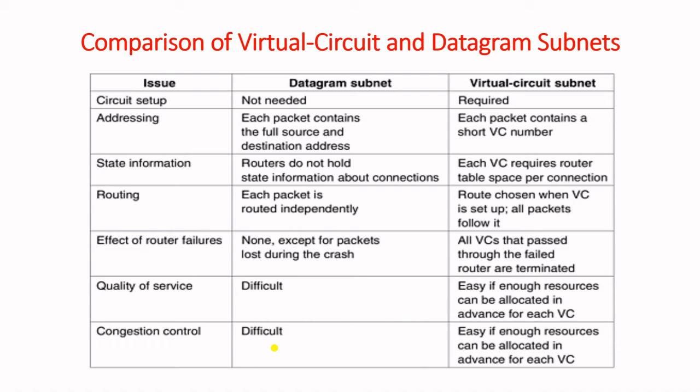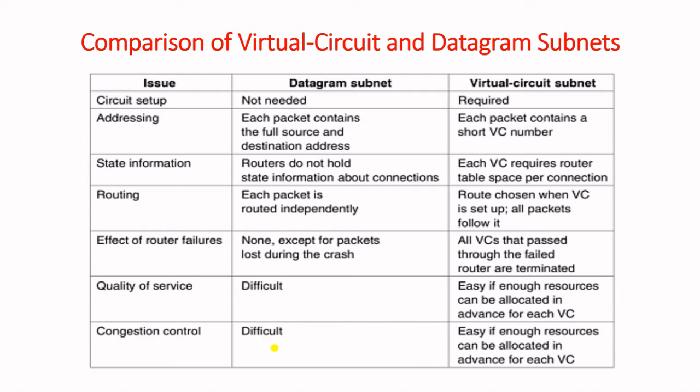State information. Routers do not hold state information about connections in datagram subnets. Each virtual circuit requires router table space per connection. If we talk about the routing, in case of datagram subnets each packet is routed independently. They can follow different routes. But in virtual circuit subnet, the route is chosen when the VC is set up and all packets follow it.